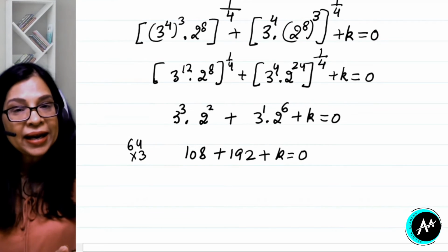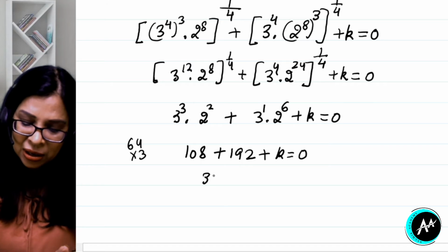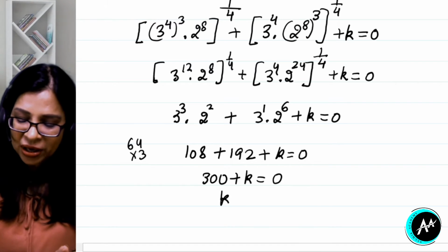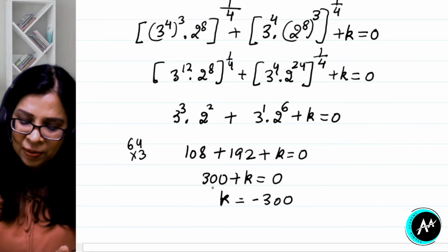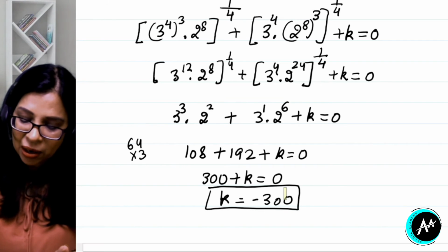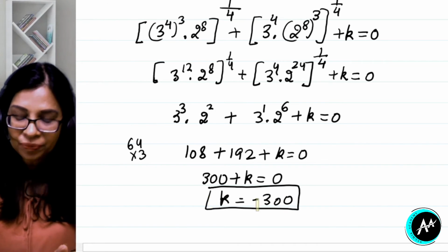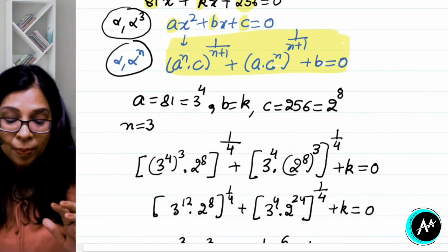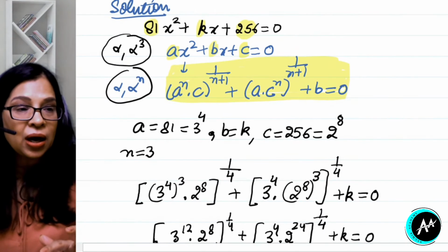Now what is 108 plus 192? 300. So I have 300 plus k equal to 0. So it gives me the value of k as minus 300. Got it? So value of k is coming out to be minus 300. If we are not using the direct result, then what do we have to do? Look, one root is alpha, the other is alpha cube.